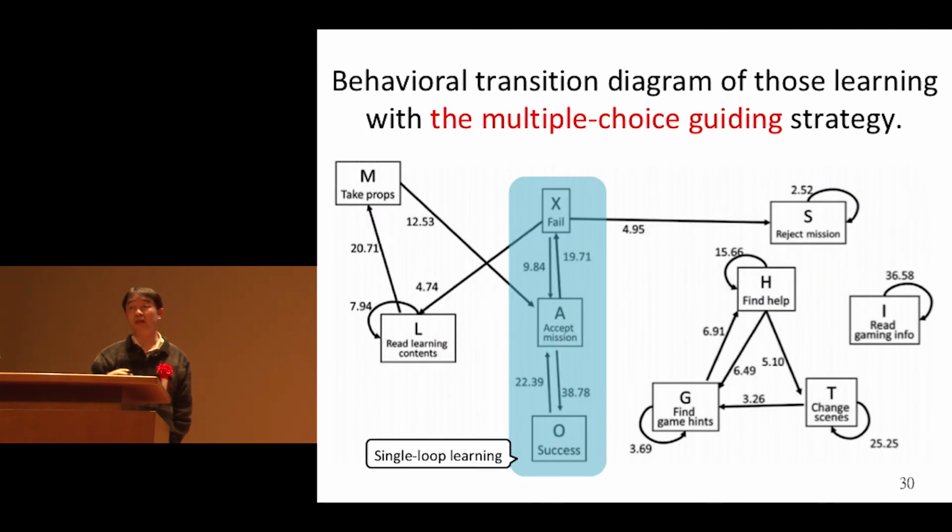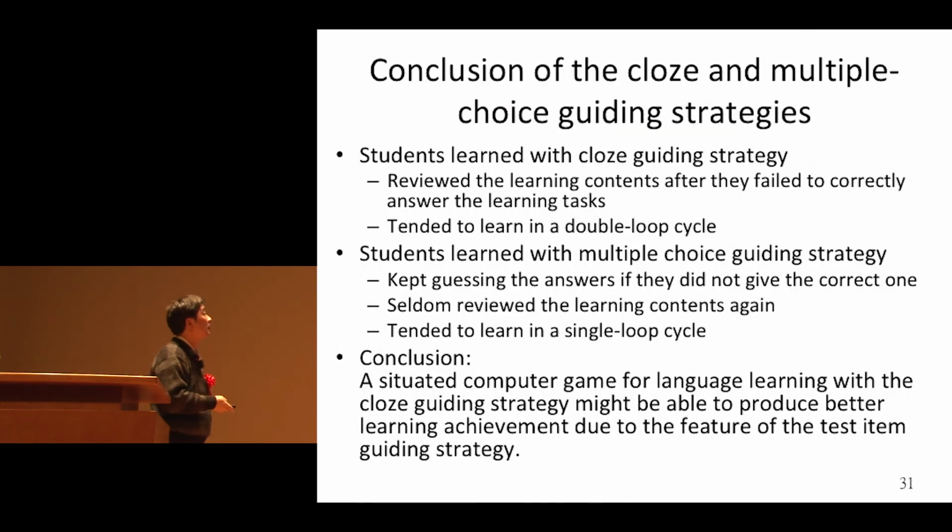While those who learned with the multiple choice guiding interface just try, fail, or success, or try, fail, or success. They learn in a single loop mode. So we use this theory and those learning behavior analysis results to explain why the experimental group had better learning achievement than those in the control groups.